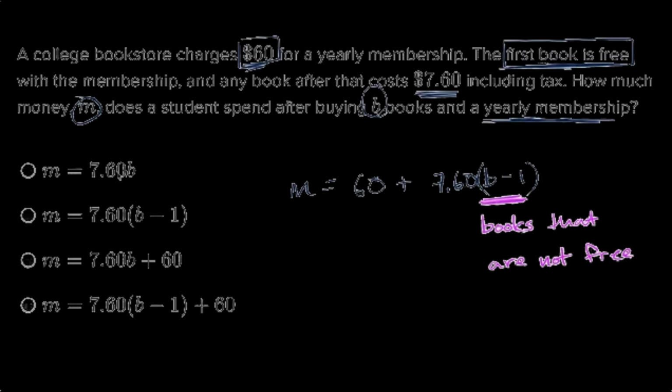So this one doesn't include the membership and doesn't take 1 from the B to account for the free book. This one over here does account for the free book, but it doesn't account for the membership, so you don't want to do that. This one accounts for the membership, but it doesn't account for the free book. And then we have this one here, which is exactly what we wrote, except they just swapped. If you just swap these two terms, if you do $7.60 times B minus 1 plus 60, so we're going to go with that one right there.